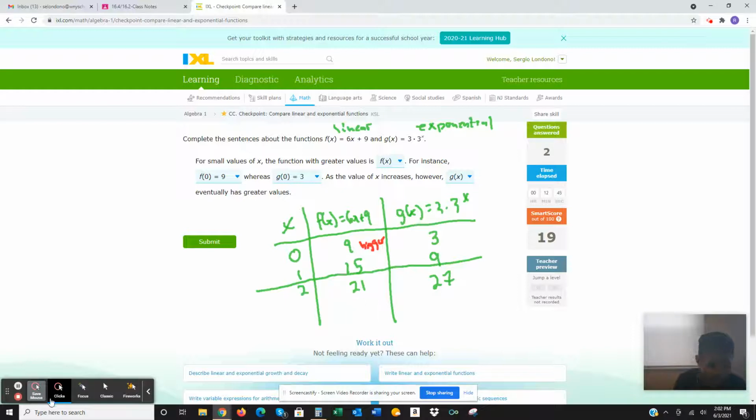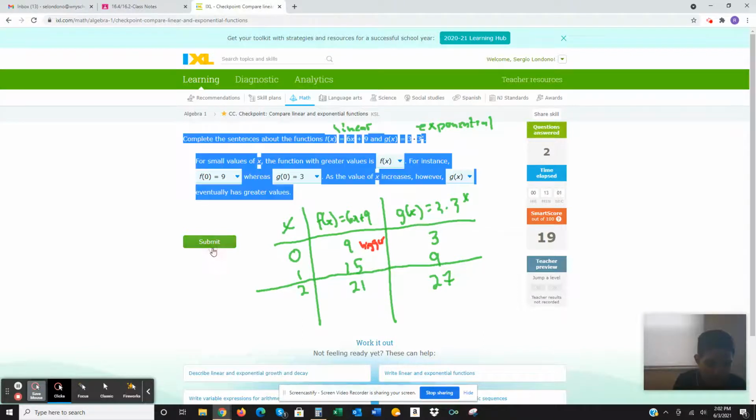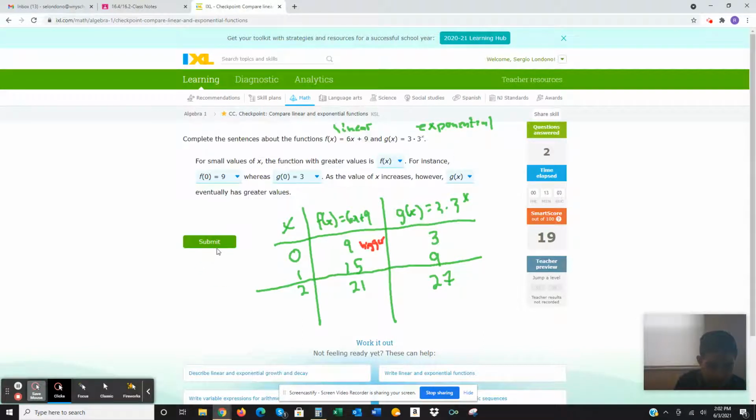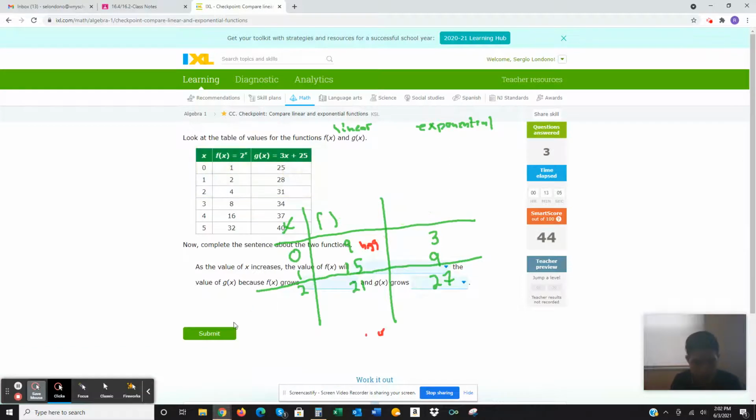This is 21. Now all these other values are going to be bigger for g(x) because that is your exponential. So remember, in the beginning, linear usually, not every single time, but most of the time, is going to be bigger and the exponential is going to be smaller. But once you get into the bigger numbers, exponential is always going to win. See what we got? Beautiful. All right, here we go.